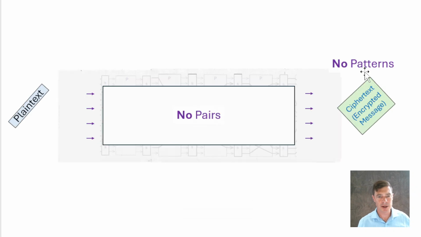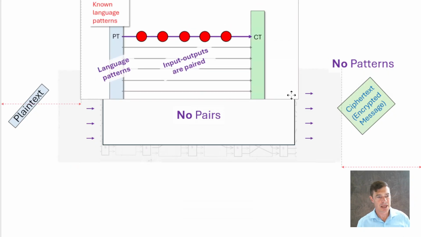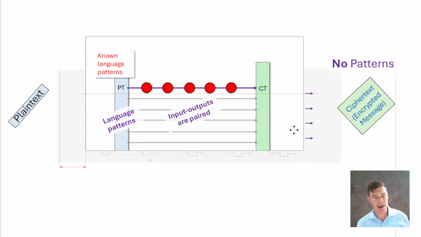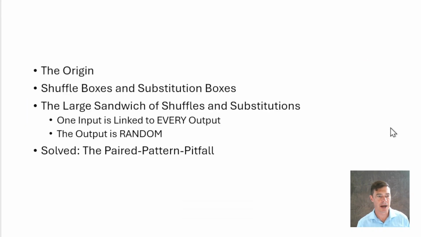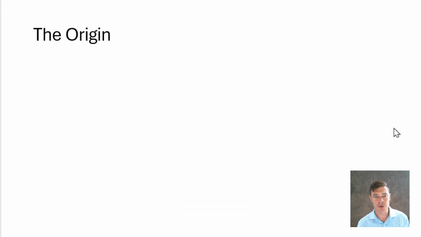The Feistel process, and really the starting point of modern cryptography, it solves the paired pattern pitfall. This process removes the direct links between inputs and outputs, and it creates an output that is fully random. In this lecture, we are going to cover how this works.